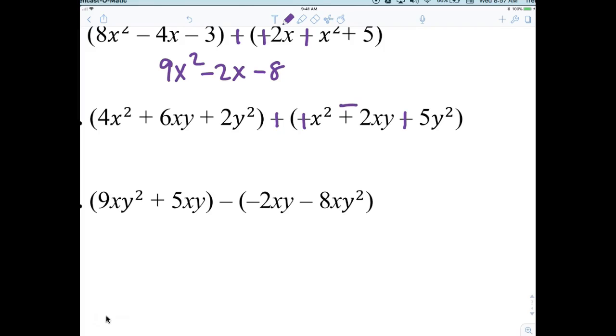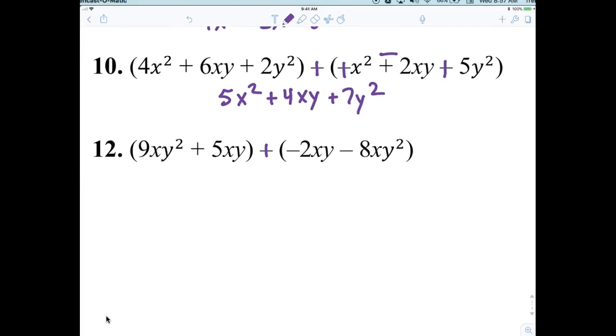Now how many x squareds do I have? 5x squared. How many xy's? 4. And how many y squareds? All right, is everybody good? Okay, again, on number 12, minus, against your plus. Now how many xy squareds? 17xy squared. How many xy's? 7.